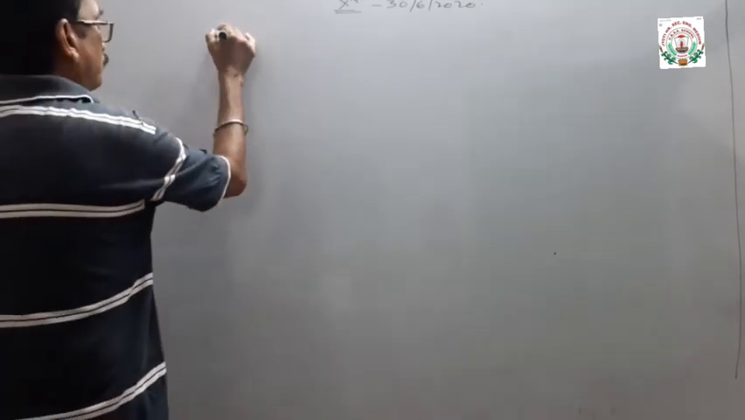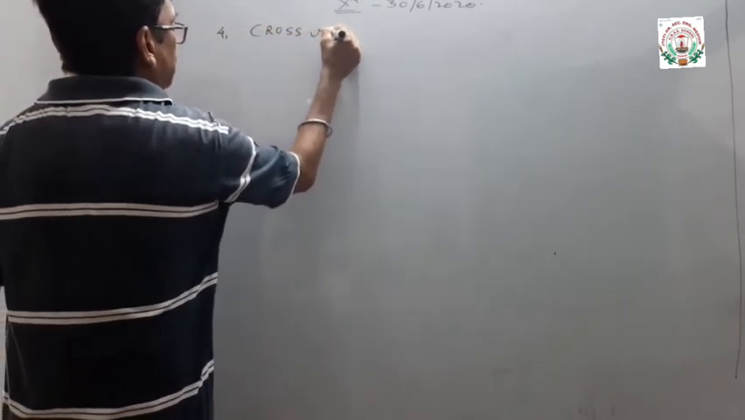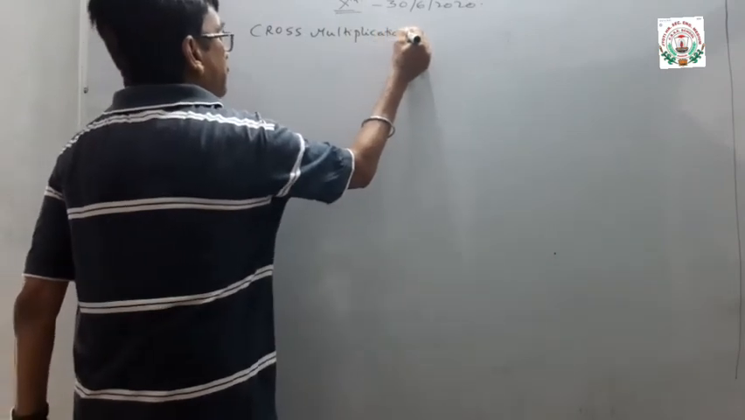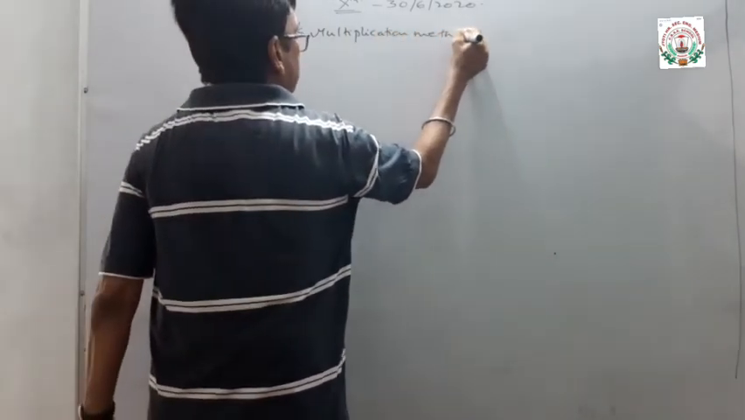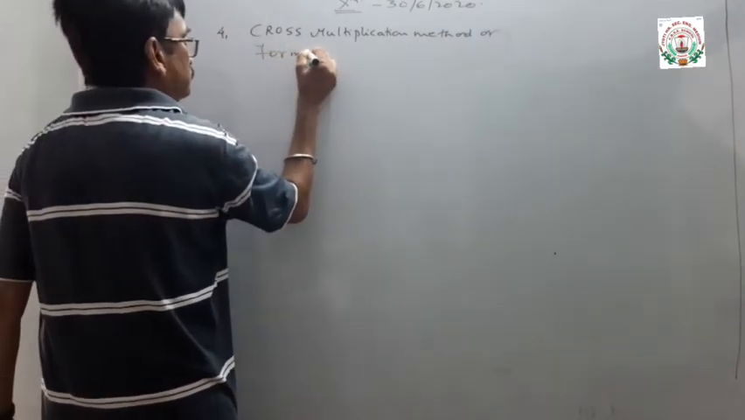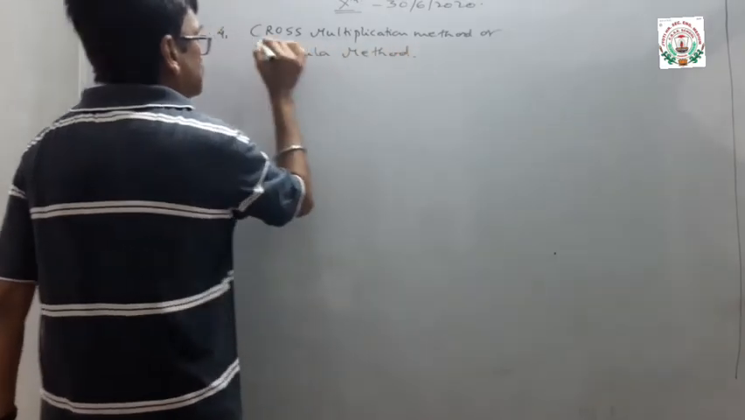So our fourth method of solving is the cross multiplication method or formula method. So this method, listen carefully.